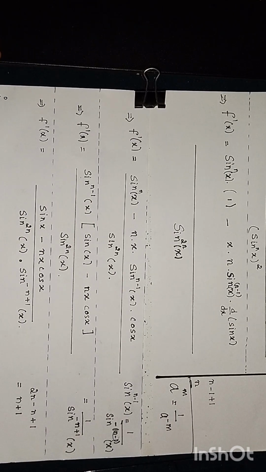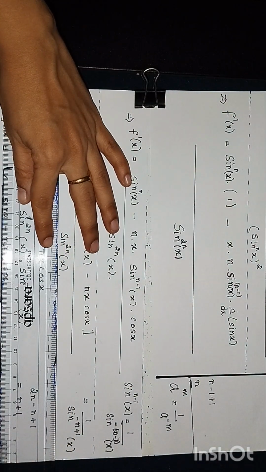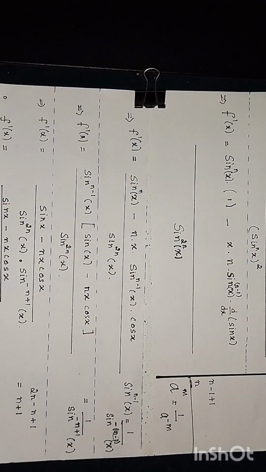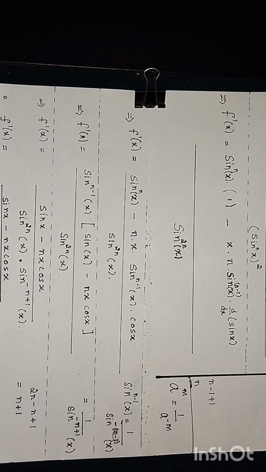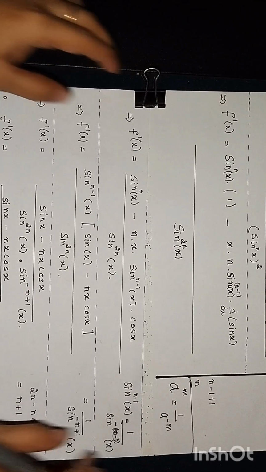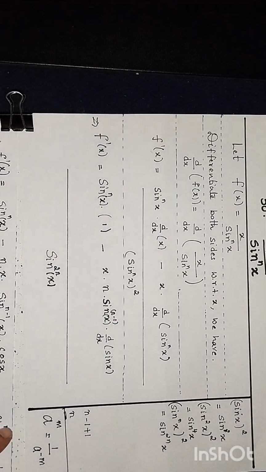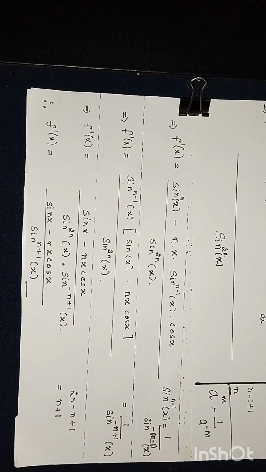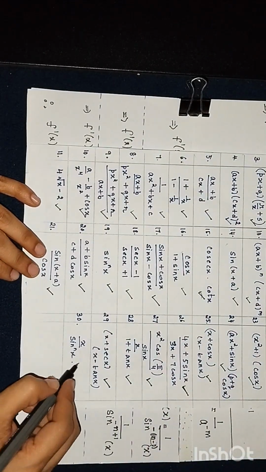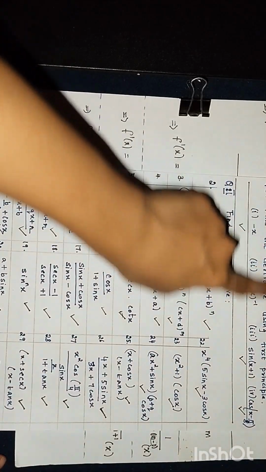Therefore f dash of x will be sin x minus n x cos x, and in the denominator sine to the power of n plus 1 x. So this is the derivative of the function x divided by sine to the power n x. Completed all the exercise problems in the limits and derivatives.